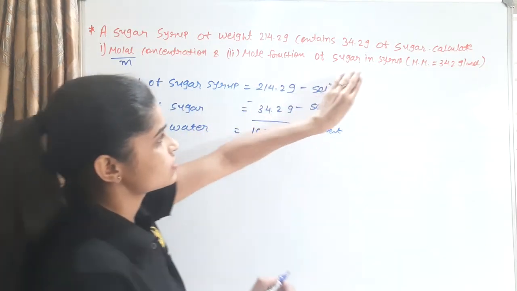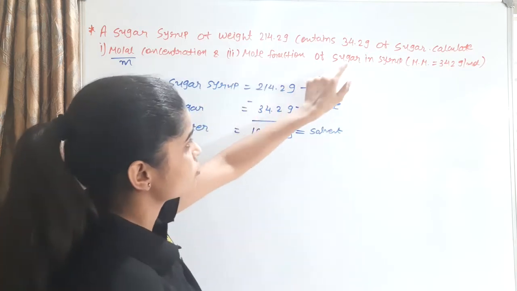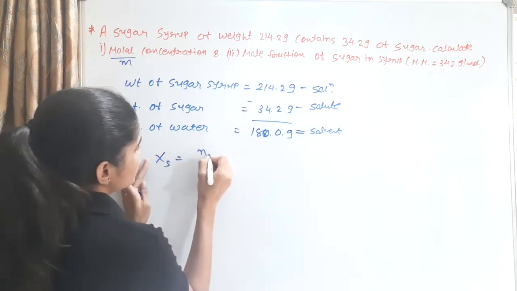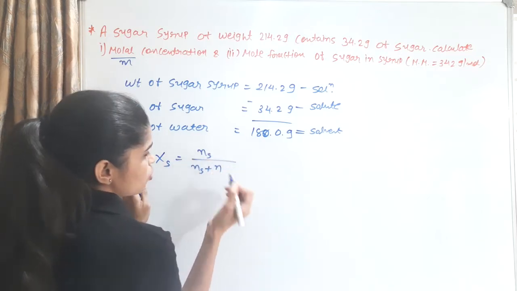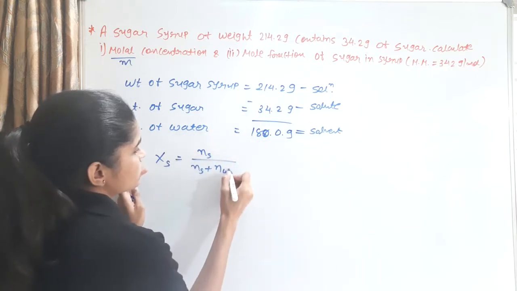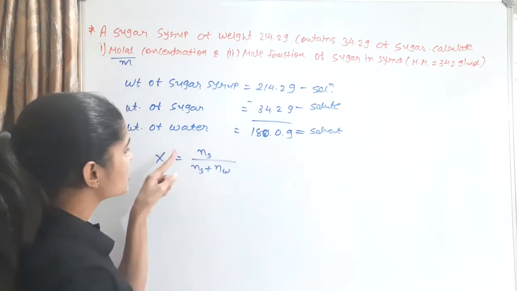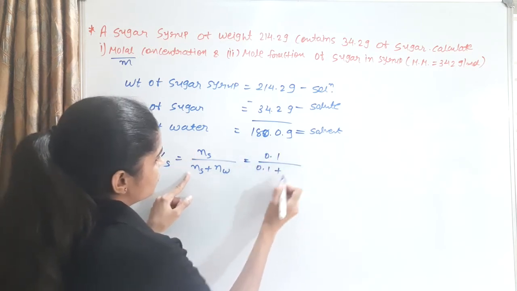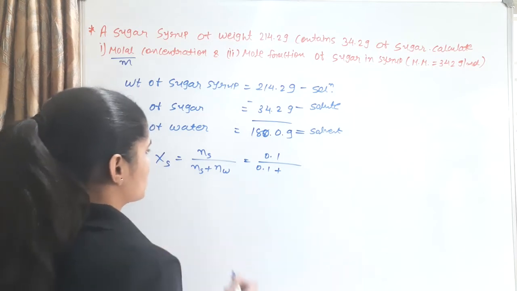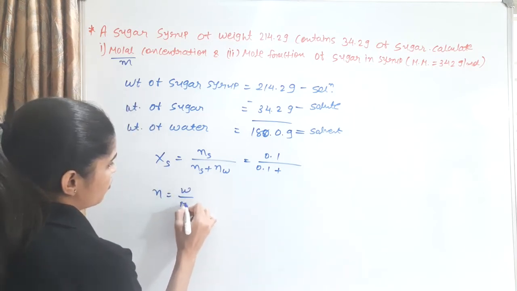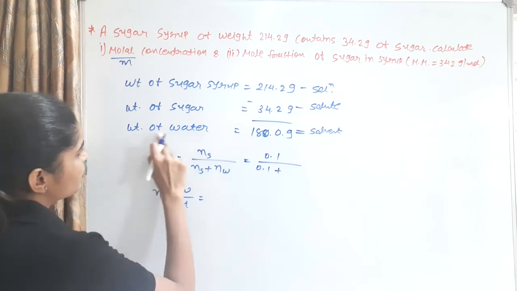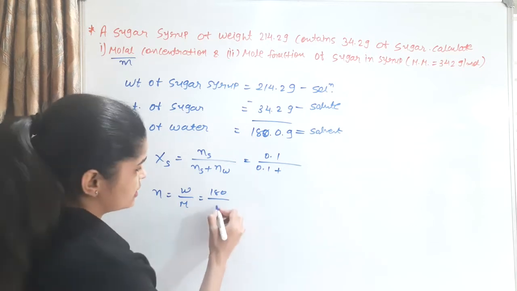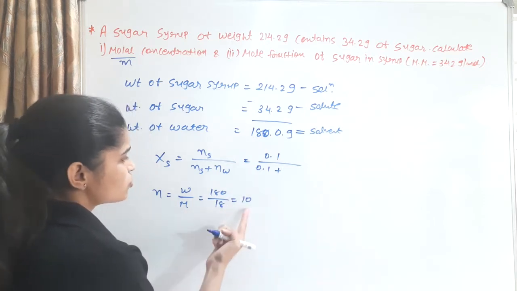We now find the mole fraction of sugar in syrup. Mole fraction of sugar, denoted by XS, is equal to NS upon NS plus NW, where the solvent is water, denoted by NW. NS, the moles of sugar, is 0.1, plus NW, the moles of water. How to find out? n is equal to W upon M. Weight of water is 180 and molar mass of water is 18. It gives 10, so 10 moles of water.